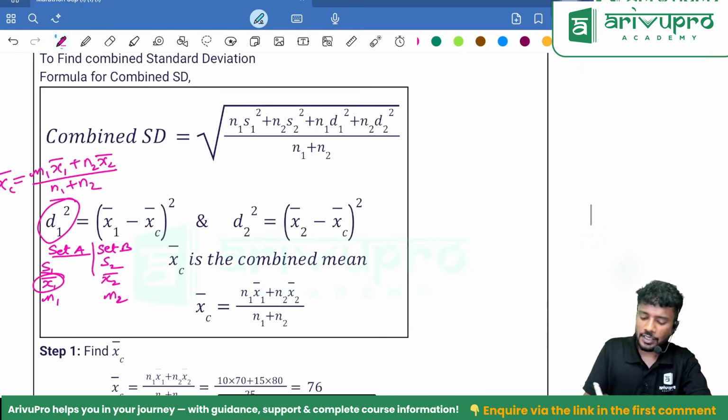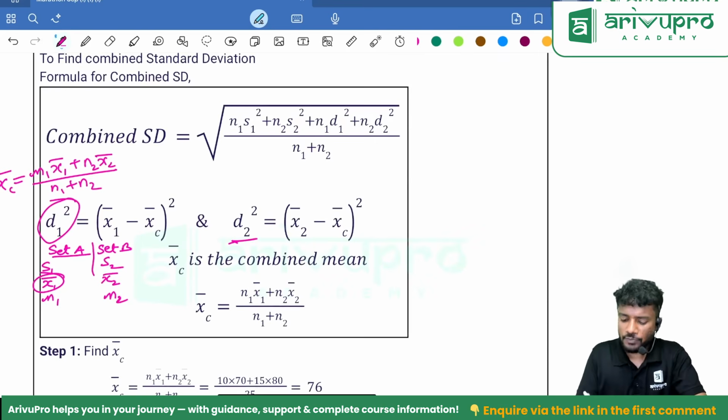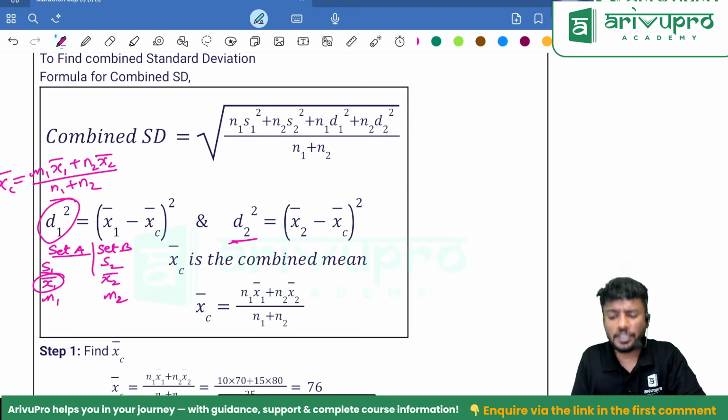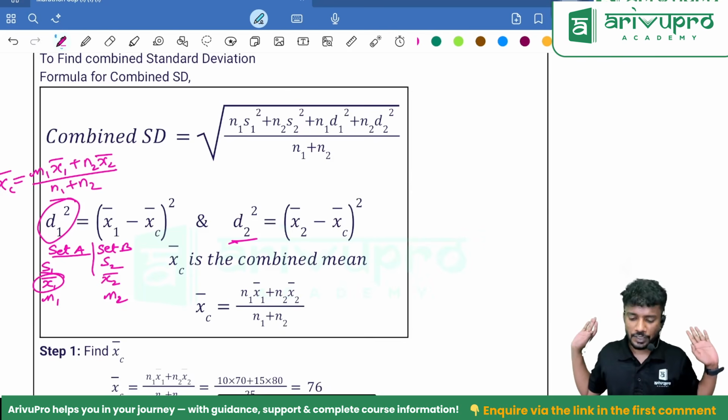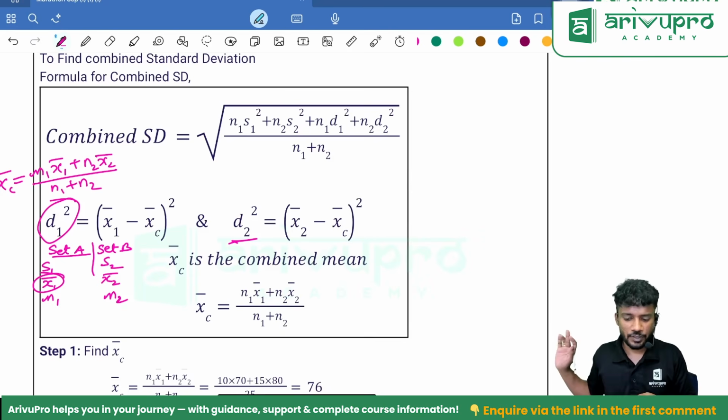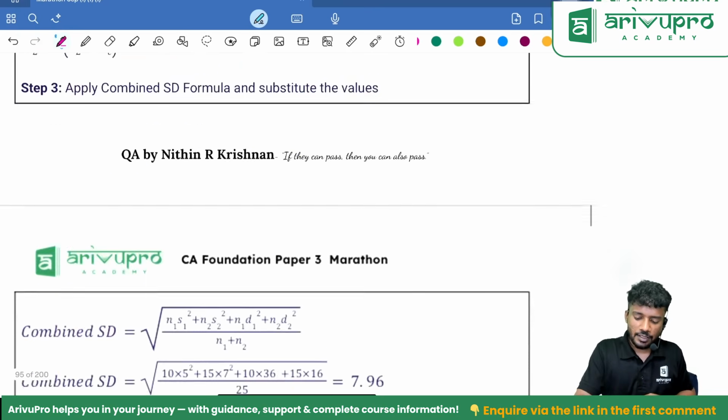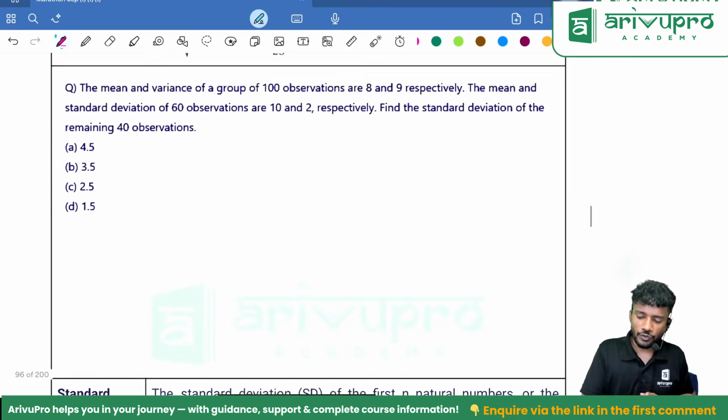Yes, similarly D2 square is what? X2 bar minus Xc bar the whole square. That's all. Done. Make a note of it. Using this, we are going to solve a question. And I am pretty sure that it can complicate everything for you. Look here.